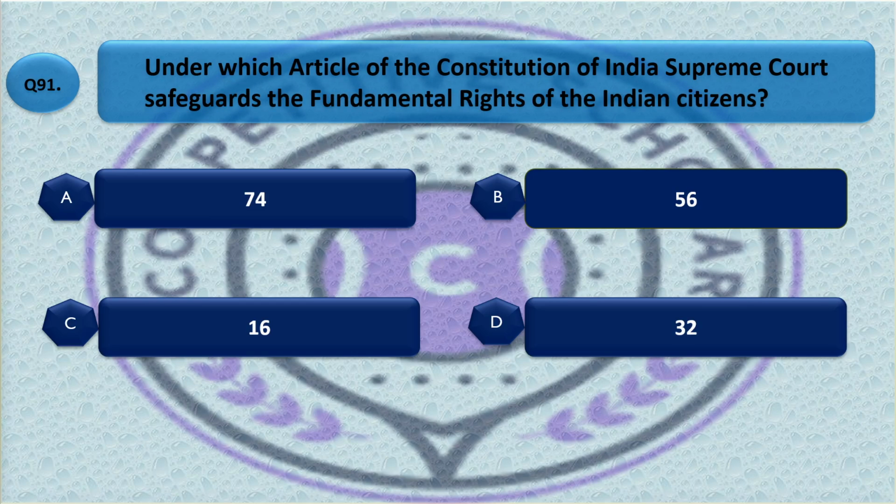Next, question number 91. Under which article of the Constitution of India does the Supreme Court safeguard the fundamental rights of Indian citizens? Option number A, 74. Option number B, 56. Option number C, 16. Option number D, 32. So the answer is option D.